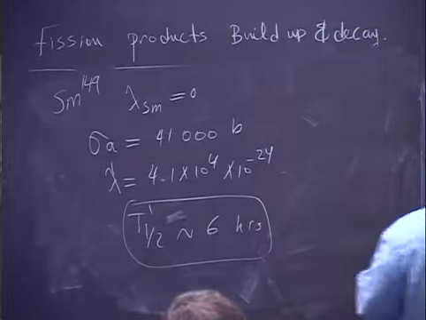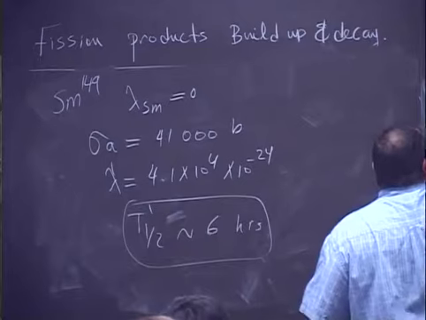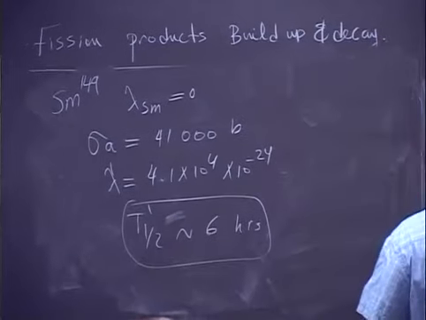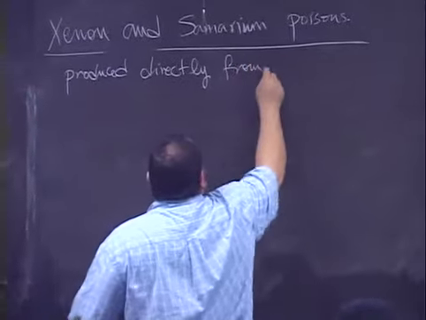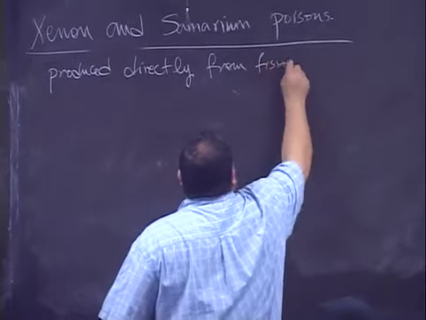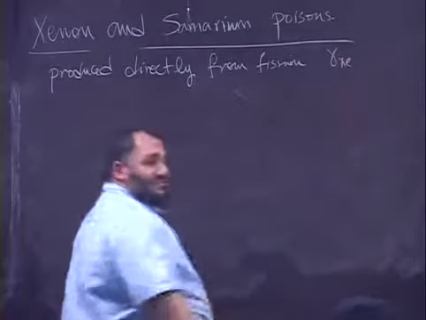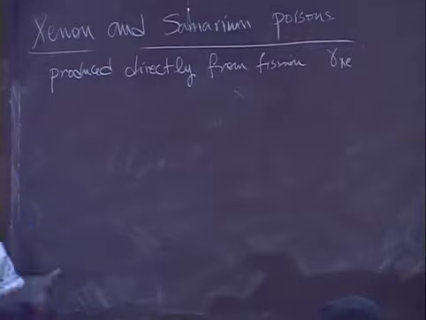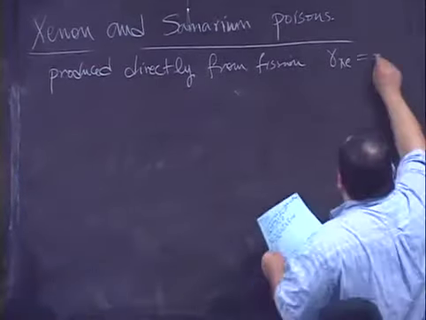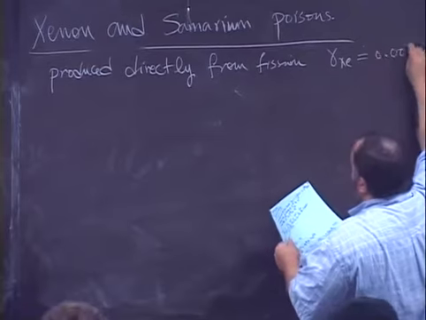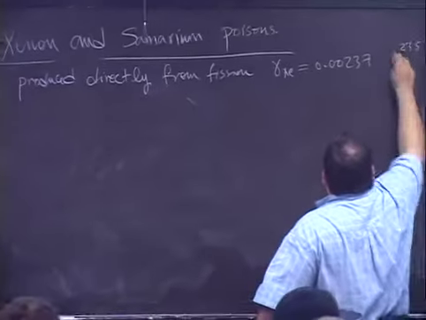So the xenon is produced directly from fission. What does it mean? It means that I will have gamma xenon, and gamma xenon is just a very minute fraction, 0.00237 for uranium-235.